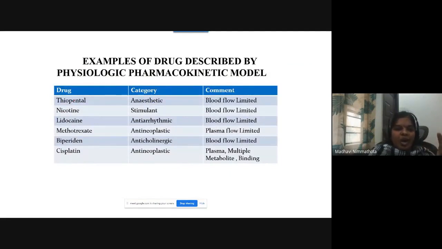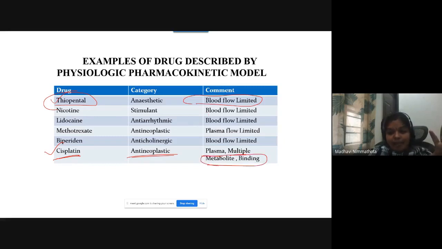Here you have some examples of drugs which undergo the physiological pharmacokinetic models. Thiopental, which acts as an anesthetic, follows the physiological model through blood flow limited. Cisplatin is an anti-neoplastic drug that undergoes plasma multiple metabolite binding. Nicotine, lidocaine, methotrexate and piperidine all follow this blood flow limited model, that is a physiological model. Only cisplatin undergoes plasma multiple metabolite binding.